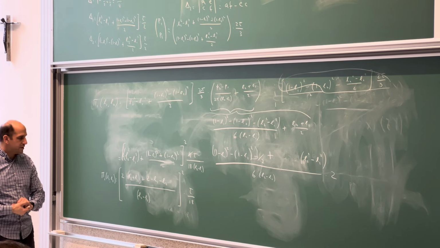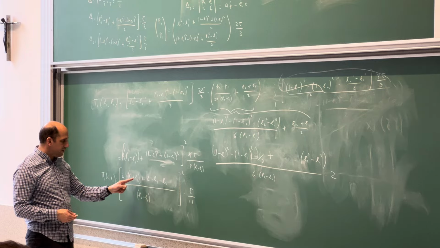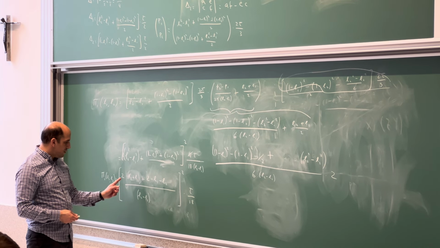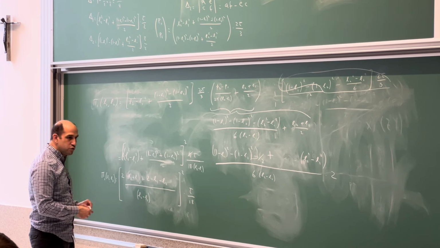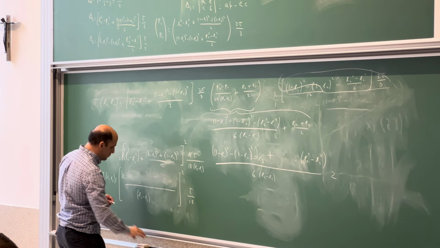Okay, so things are simplified. So now we have 2L2 plus 2L1 plus 2 minus L1 minus L2. So it's basically 2 plus L1 plus L2. It's just 2 plus L1 plus L2.